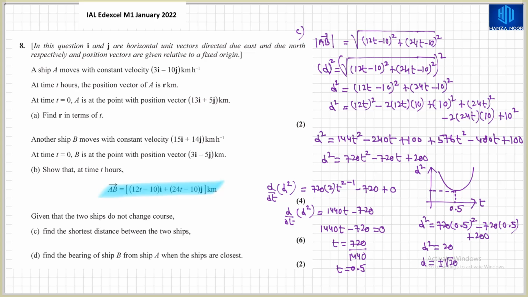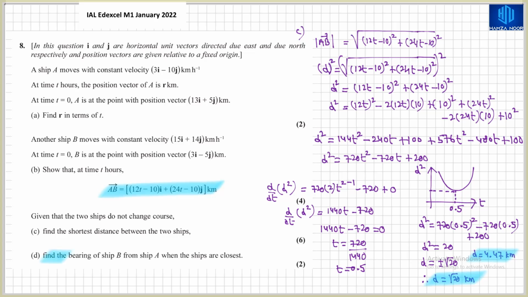And since you know the fact that distance is a scalar quantity, it is always positive. So therefore, we are going to say that d is equal to under root 20 kilometer. Either you can mention this exact value or you can write it correct to three significant figures. d is equal to 4.47 kilometer. So this is the answer of part C.